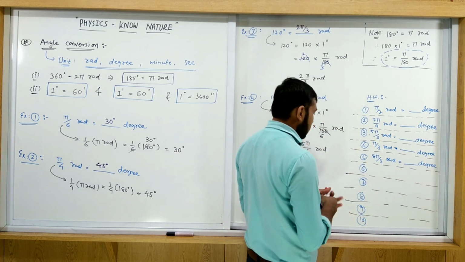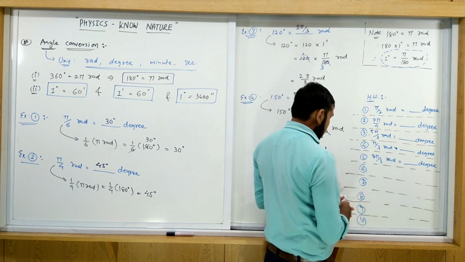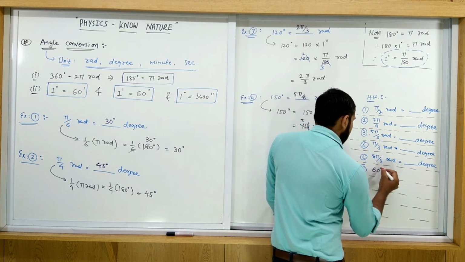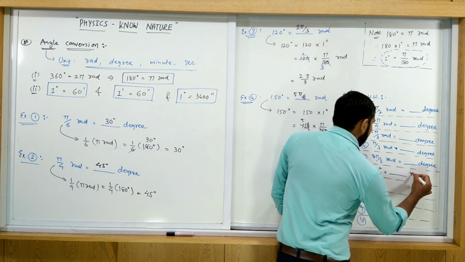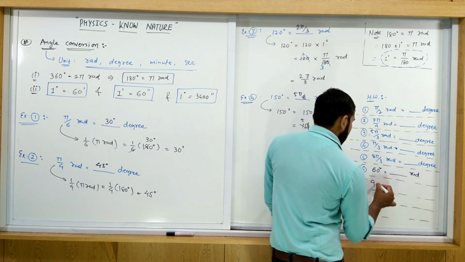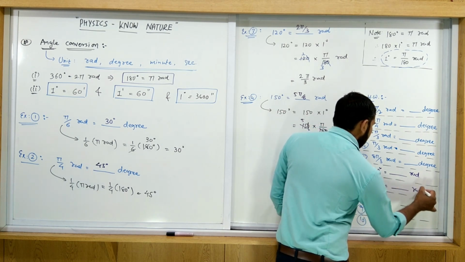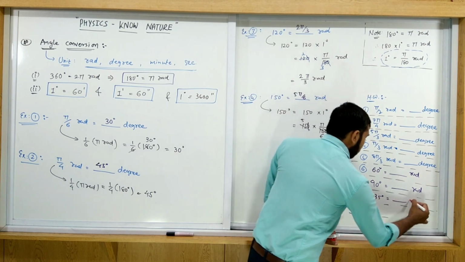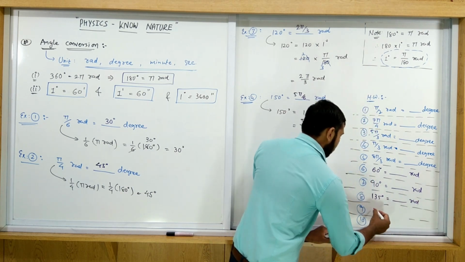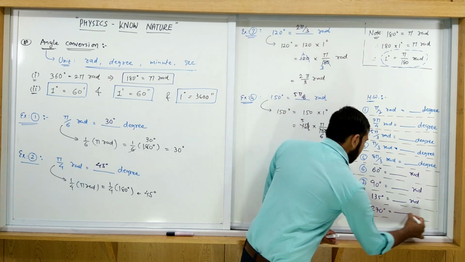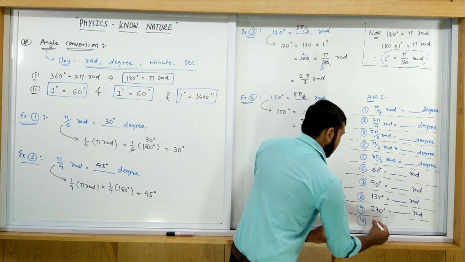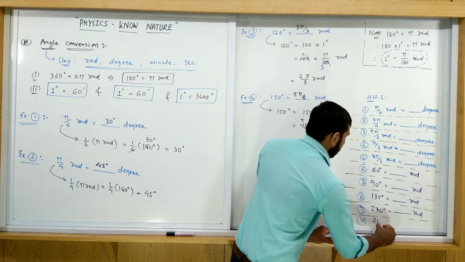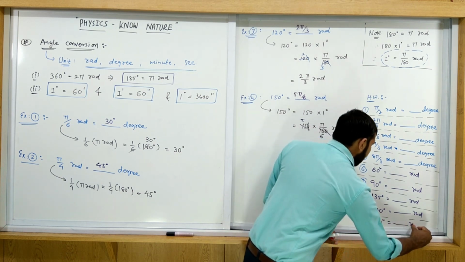Okay, now this set of examples was radian to degree. Next examples are degree to radian. So write down some of these examples. 60 degree is equal to blank radian. 90 degree is equal to blank radian. 135 degree is equal to blank radian. 270 degree is equal to blank radian, and 210 degree is equal to blank radian.